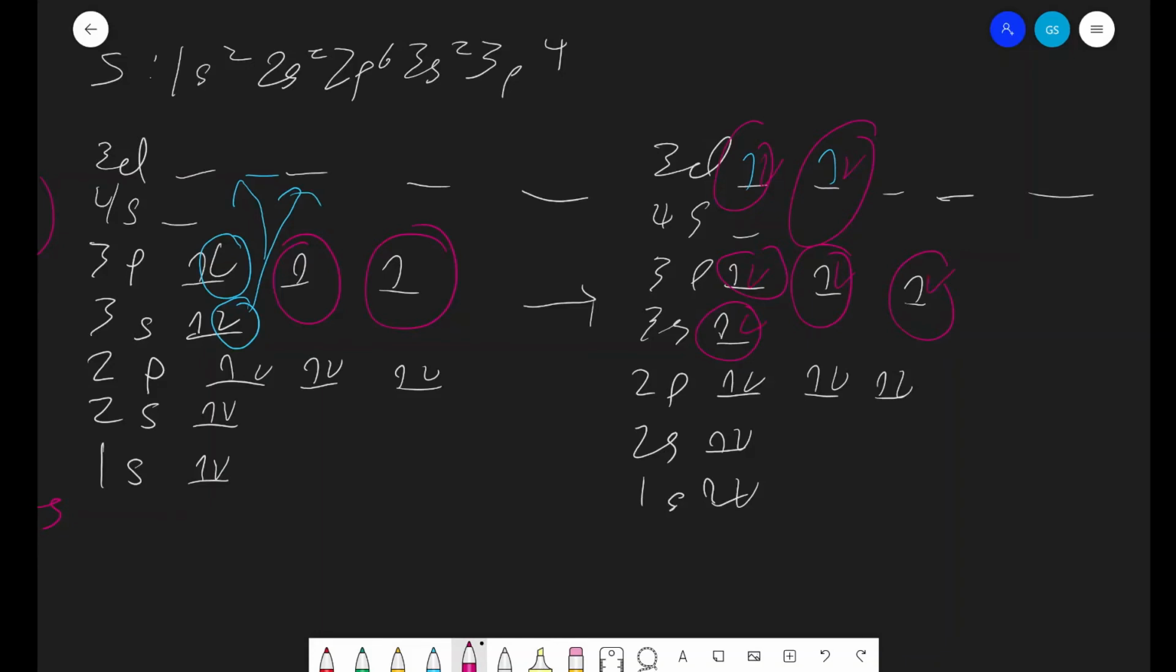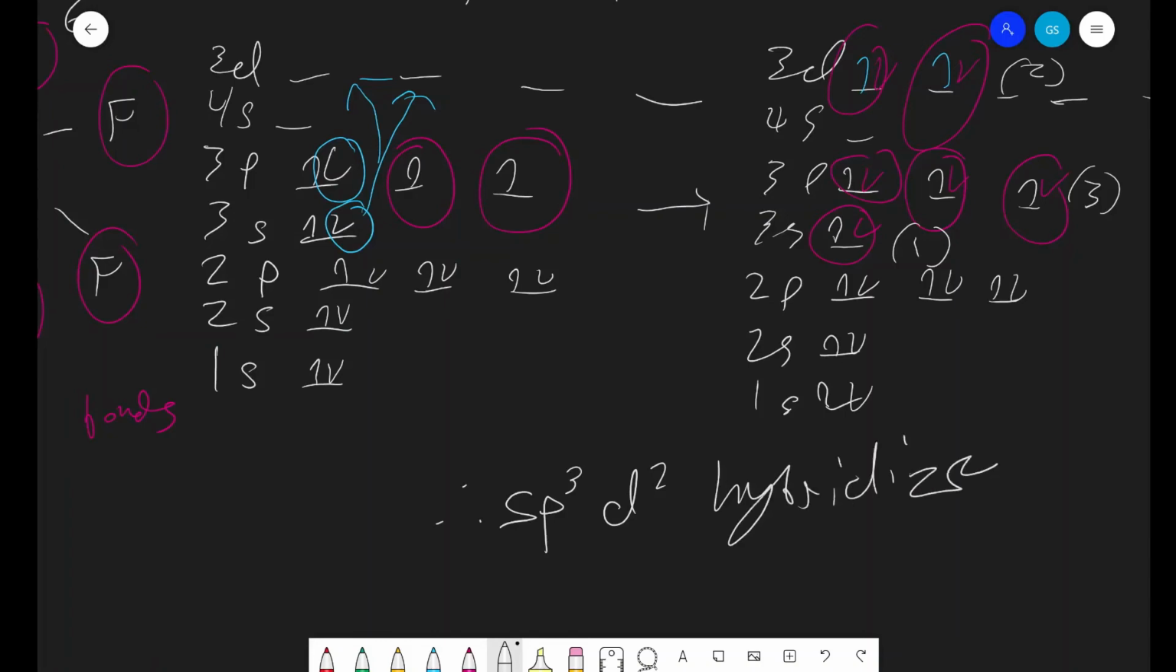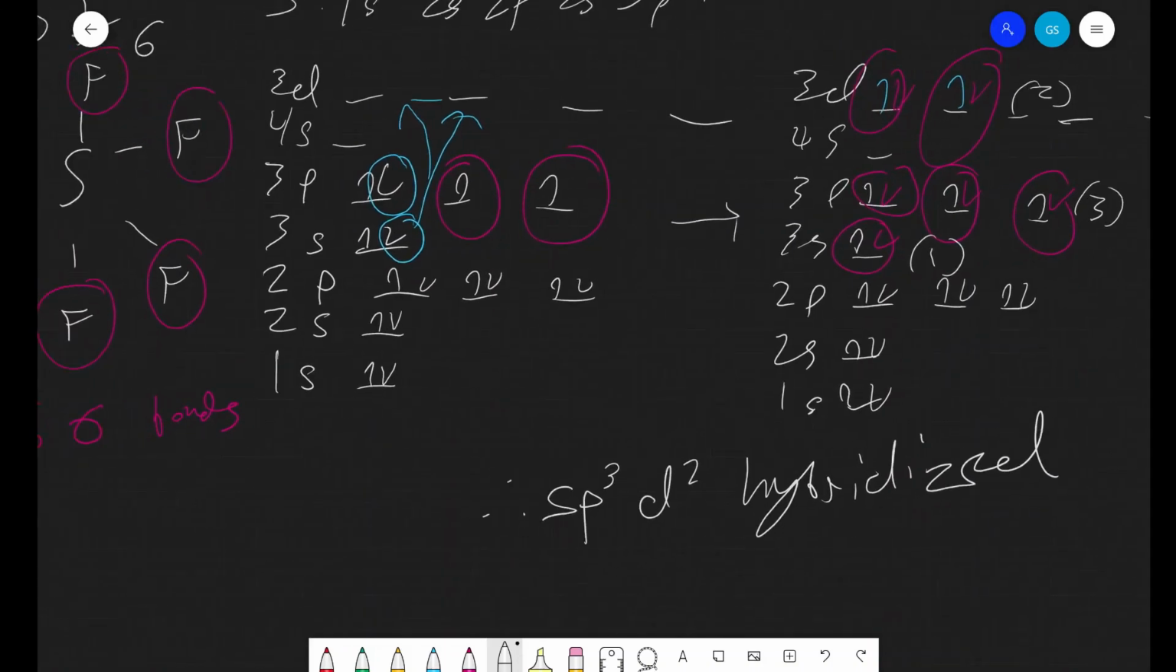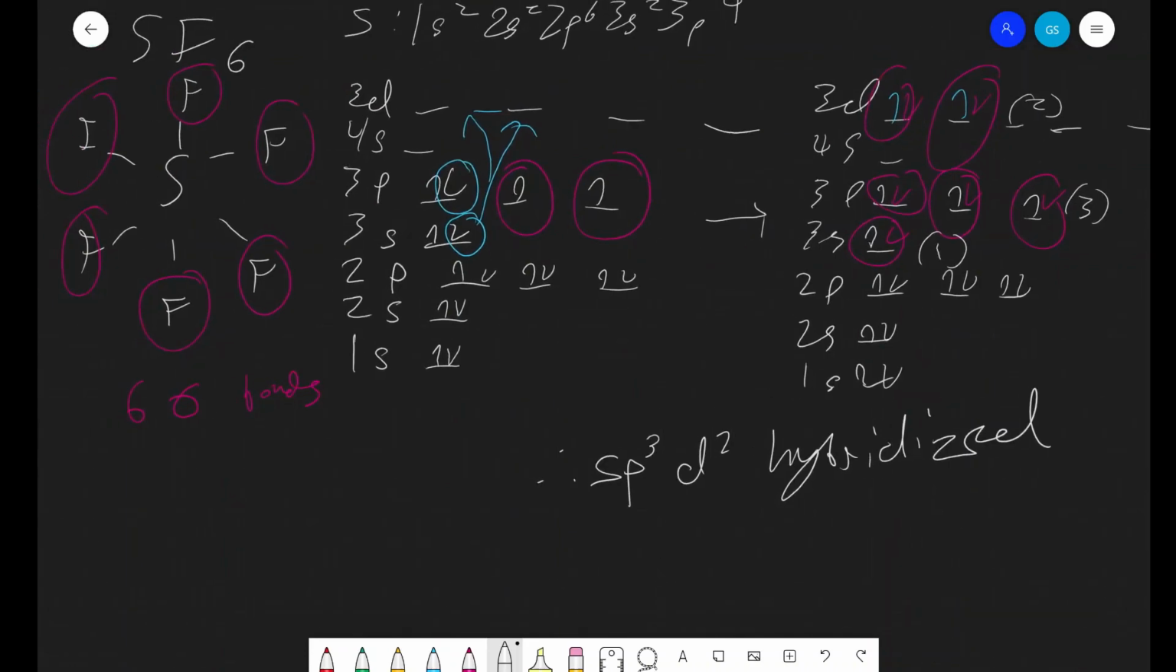The hybridization we end up with is, well, we see that there's 1 of these, there's 3 of these, and there's 2 of these. So this would be sp3d2 hybridized. That is the hybridization for sulfur. And that's pretty much it. We just went through 1 incomplete octet example and 2 expanded octets. So yep, we are done.